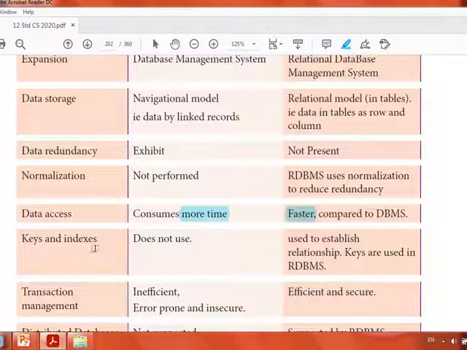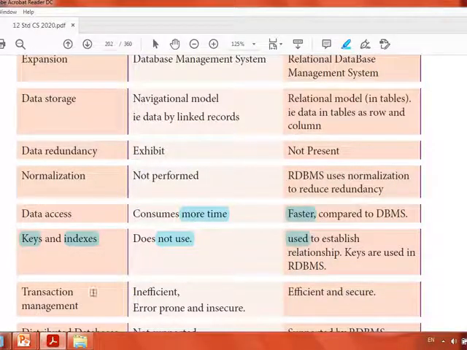Then keys and indexes. What are keys? This is a concept based on which the relation between the tables is maintained. Foreign key, super key, candidate key, many keys are there. So you will learn the keys in the 12th chapter. So have an idea what a key is. Indexes are used to fetch the data easily. Keys are used to make the relationship between the tables. Here it is not used. Here it is used.